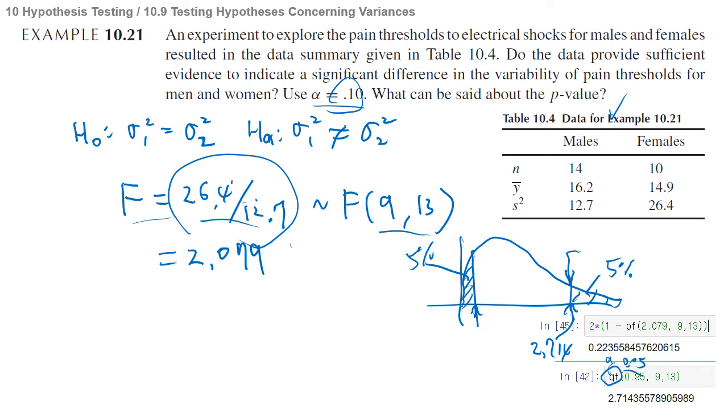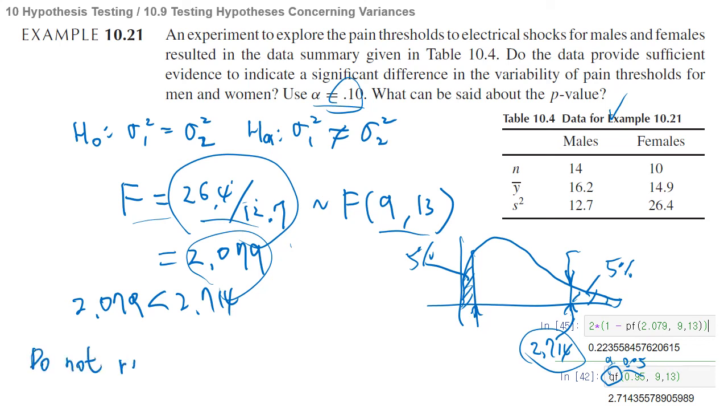And you can compare this one and this one, and since 2.079 is less than 2.714, we cannot reject the null hypothesis. So our conclusion is that we do not reject H0.